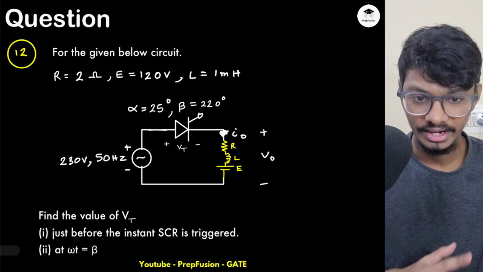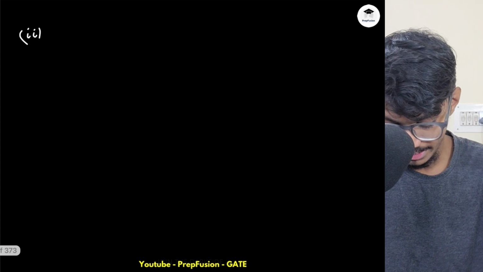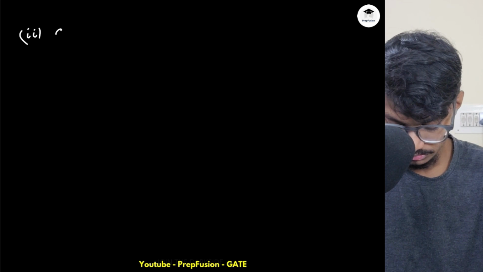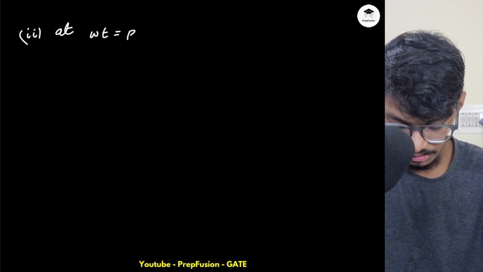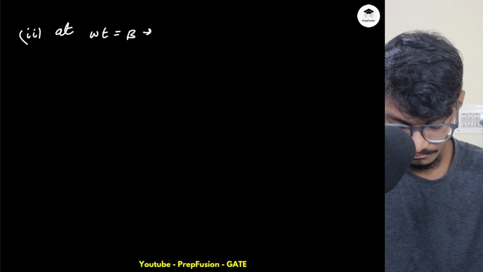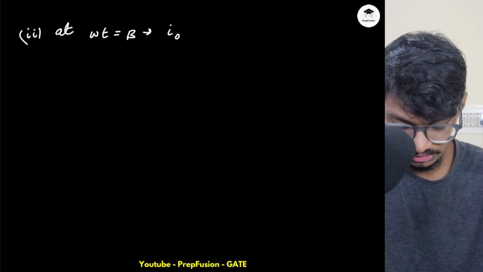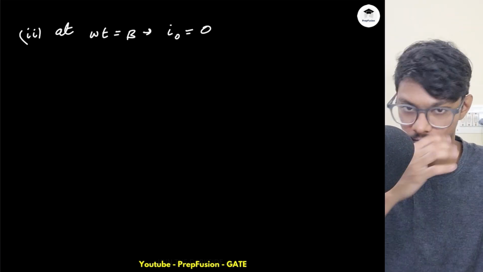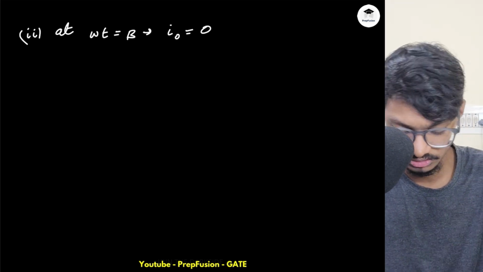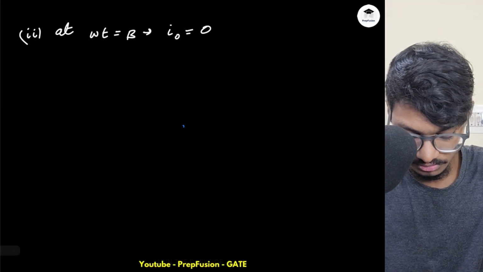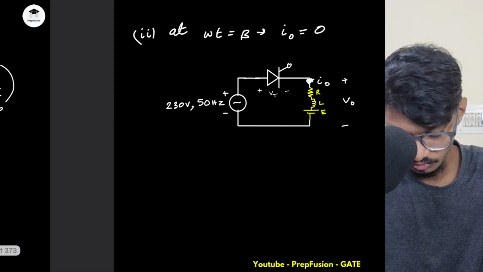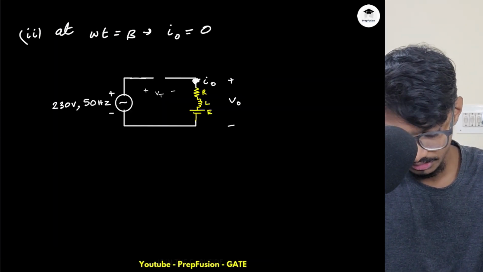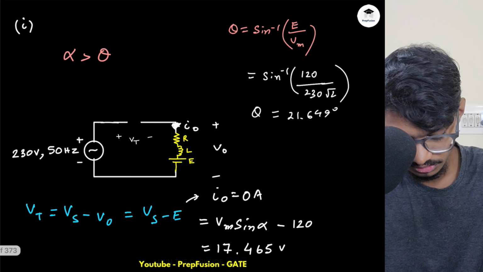Second part is at omega t. So at omega t equals beta, the current IO will be again 0, because that is the definition of extinction angle, right? The current extincts at that particular angle. So what will be the voltage across the thyristor just after beta, because the current will be off? So like here, this will be open circuit, and here also open circuit, and the current IO will be 0.